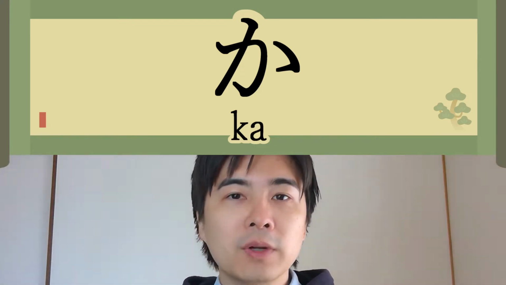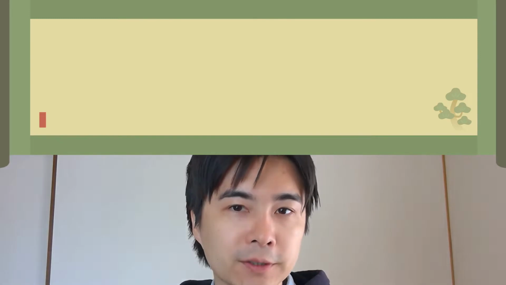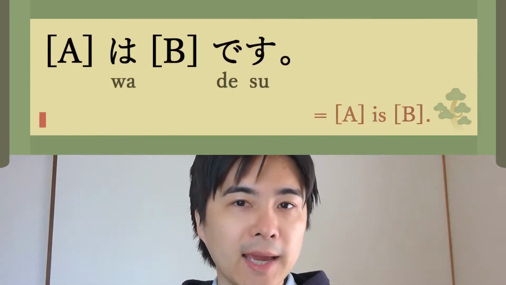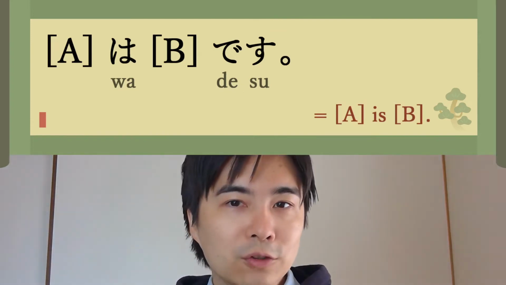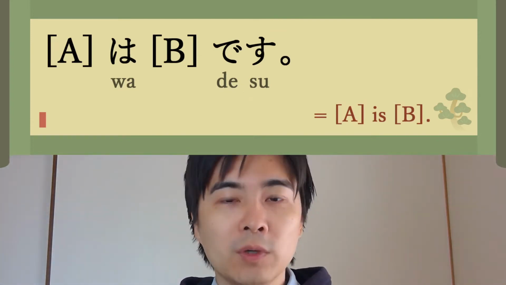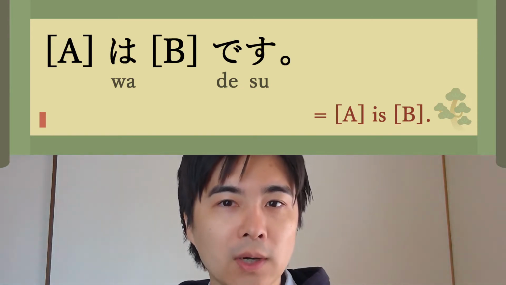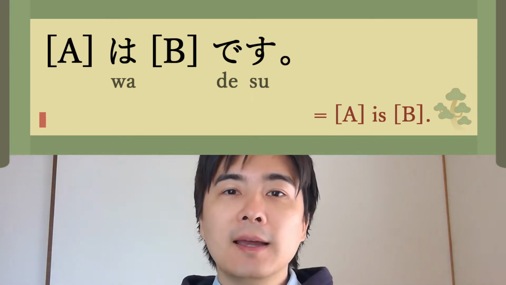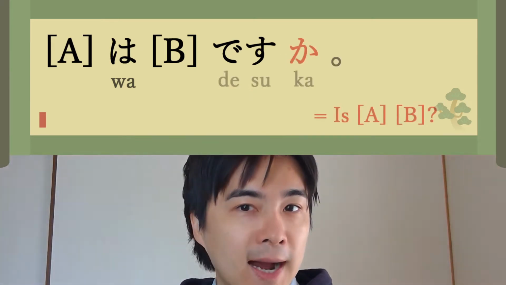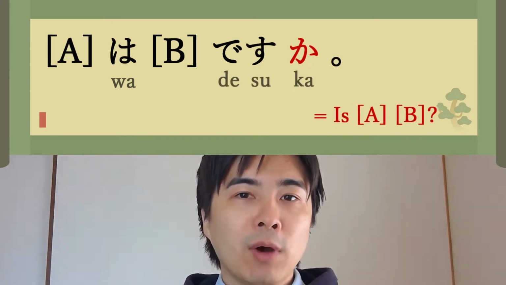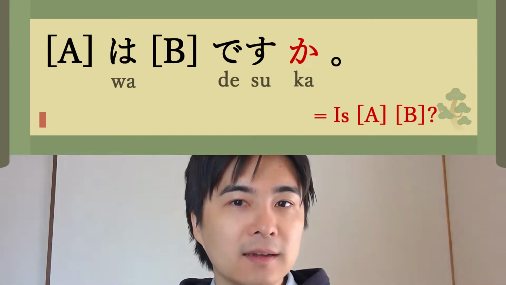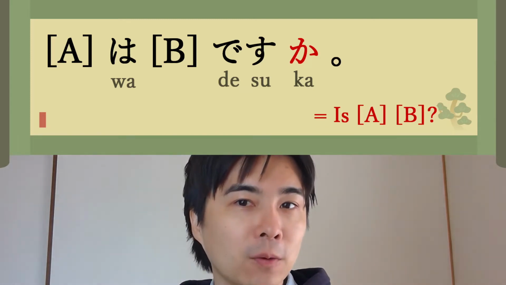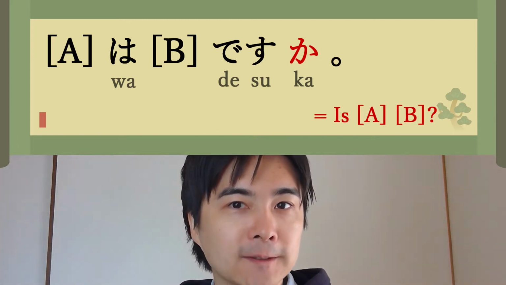For example, we have already learned the most basic sentence pattern. A は B です。This means A is B. When we want to make this sentence interrogative, we just put the question marking particle か at the end of the sentence. And it becomes A は B ですか。It's easy, isn't it? We just need to add a particle か at the end of the sentence.